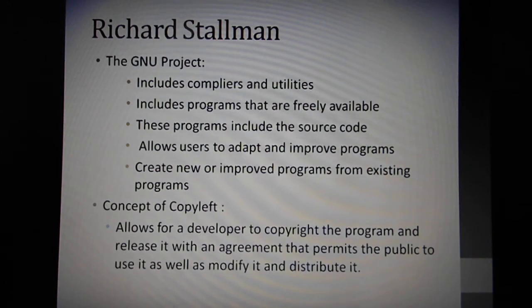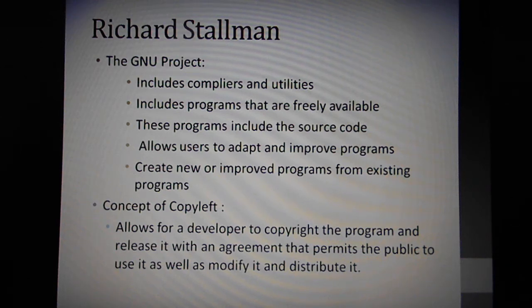Richard Stallman is the most popular founder and advocate of the free software movement. He began the GNU project, a computer operating system, in the 1980s. GNU programs include many compilers and utilities, and these programs are available at no cost. GNU programs are very popular among skilled amateur programmers and computer professionals. These programs include the source code, and this makes it possible for programmers to find and fix bugs quickly.